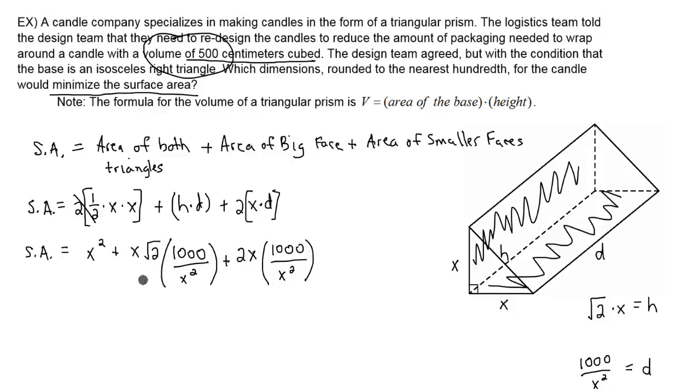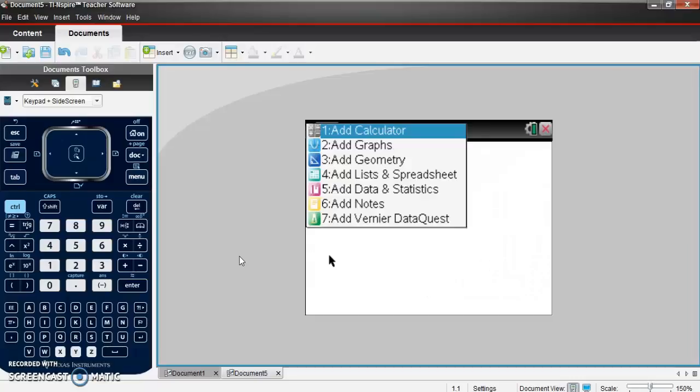All we have is x's, so we can go ahead and graph that and figure out what the minimum y value is going to be, which would be the minimum surface area. And wherever that minimum y value is, we have to look to see what the x is, and that's going to be the x that represents these two legs here in our triangular base of this candle.